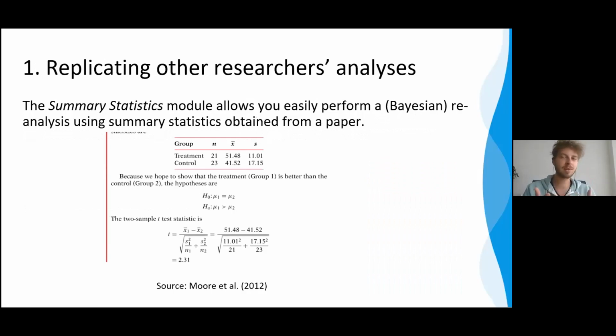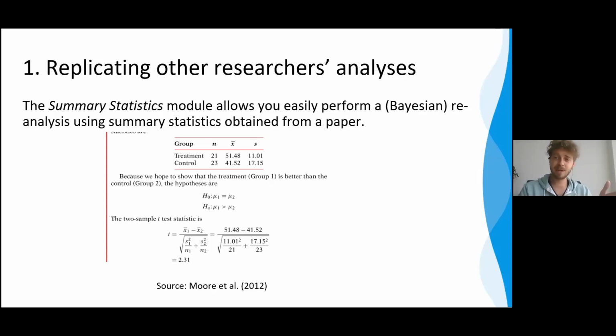Well, this is how I want to illustrate my first benefit of using JASP for open science, is that you are able to, for example, replicate results from papers using a module that you can add to the main modules that are already there. And it's called the summary statistics module. And the summary statistics module allows you to take summary statistics from a paper and recompute the results in a Bayesian way. It's super easy. And well, let's just look at how we do it.